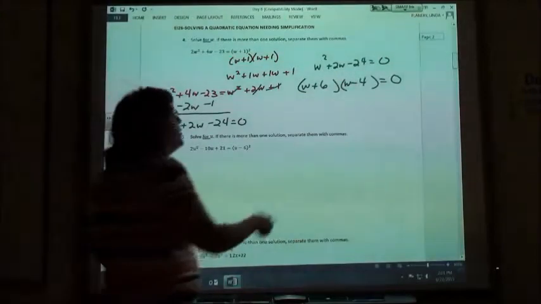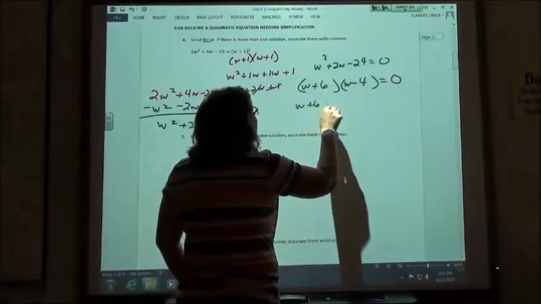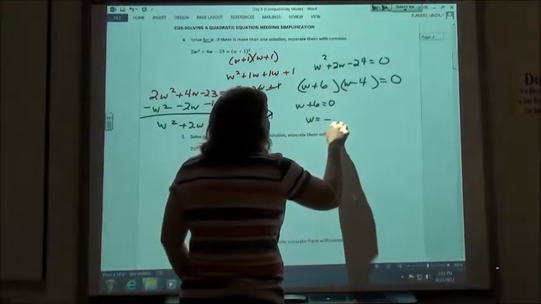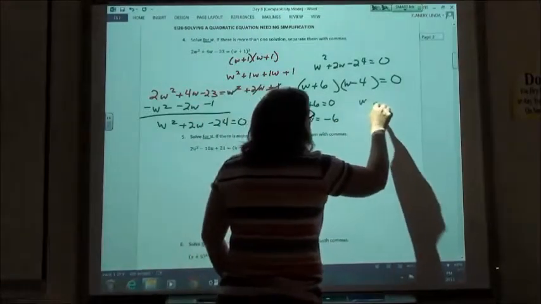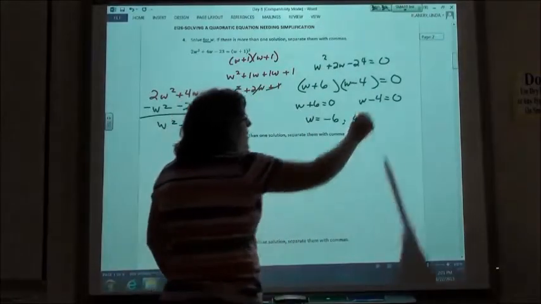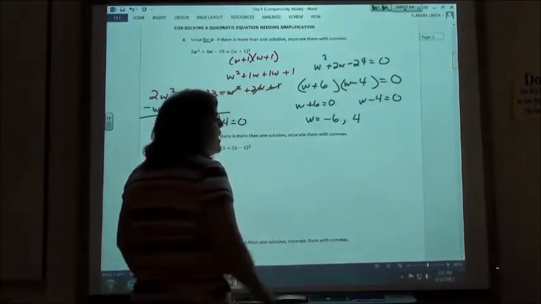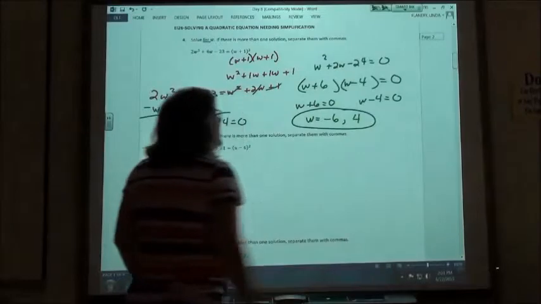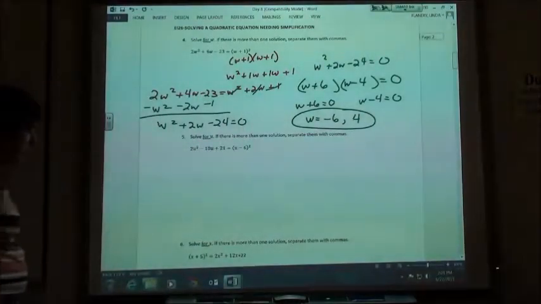I then have to solve. So if w plus 6 equals 0, I'm going to have a minus 6 answer. And if w minus 4 equals 0, then I have a positive 4 answer because I've got to move my number to the opposite side. So negative 6 and 4 would be my two solutions.